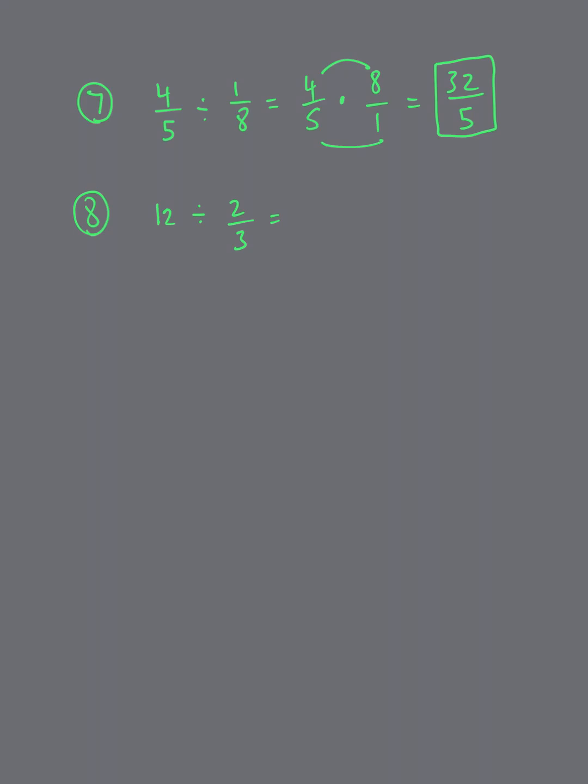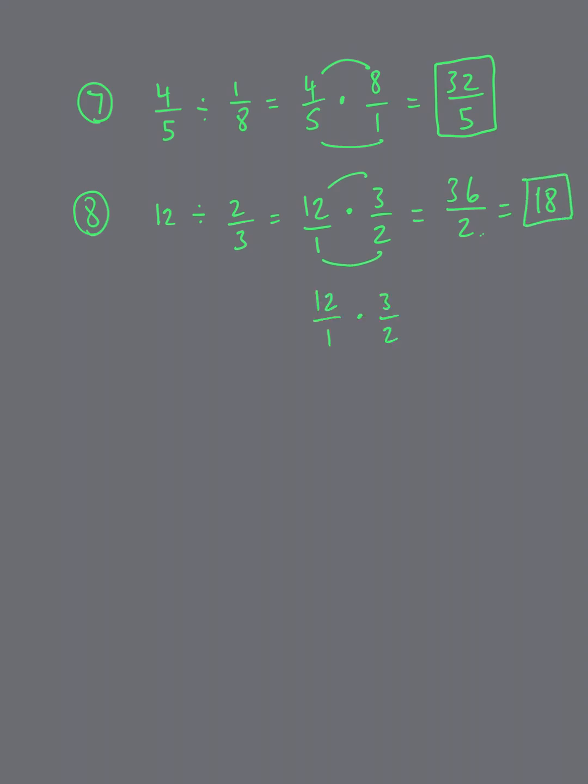The final example is 12 divided by 2/3. So we're going to keep the 12, we're going to change division to multiplication, and take the reciprocal, flip the next number. So 2/3 flipped is 3/2. Now you can always put this over 1. So we can do 12 times 3 is 36 over 1 times 2 is 2. Now 36 is divisible by 2, and that's 18. So that's our final answer.